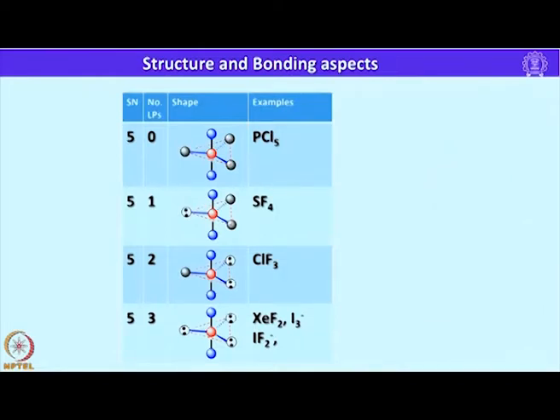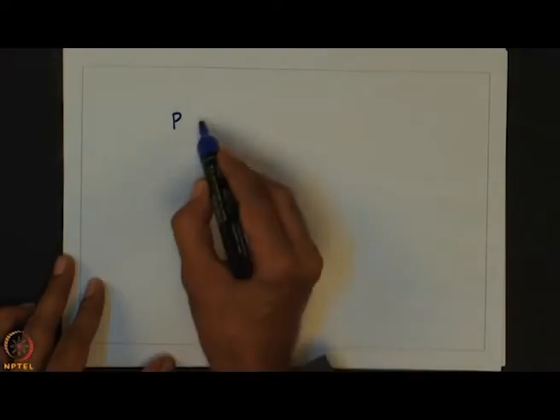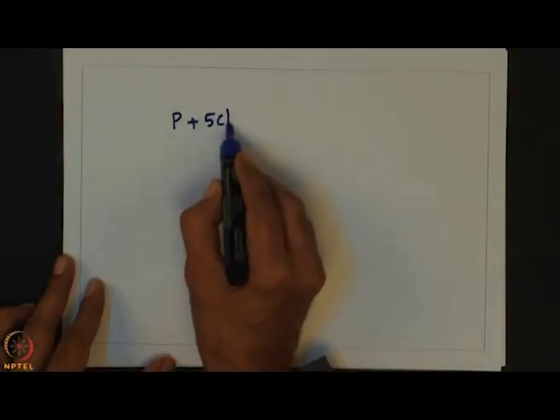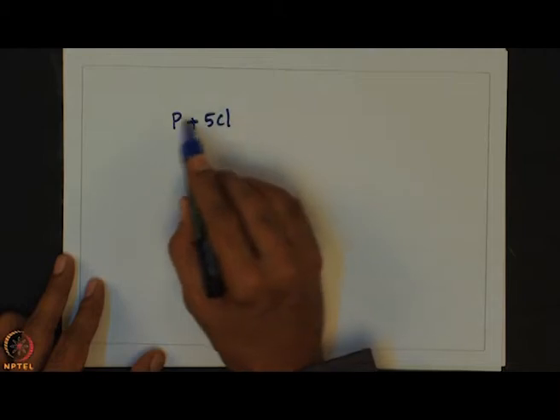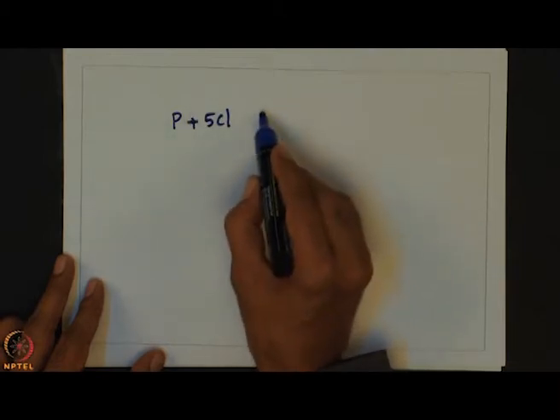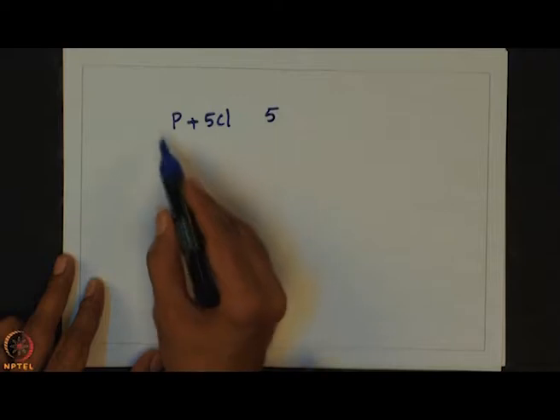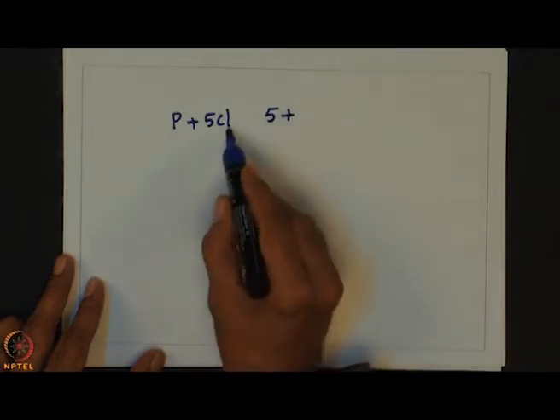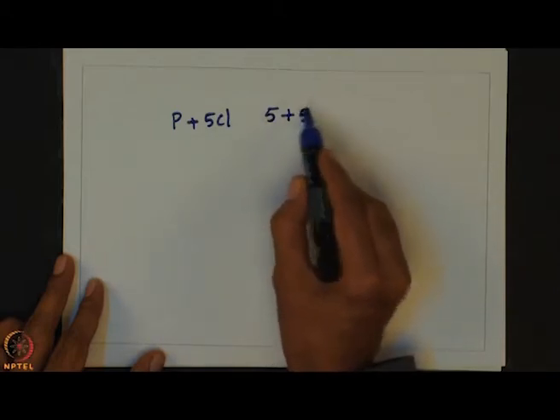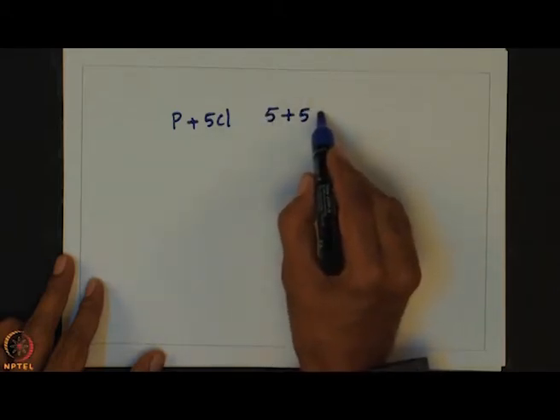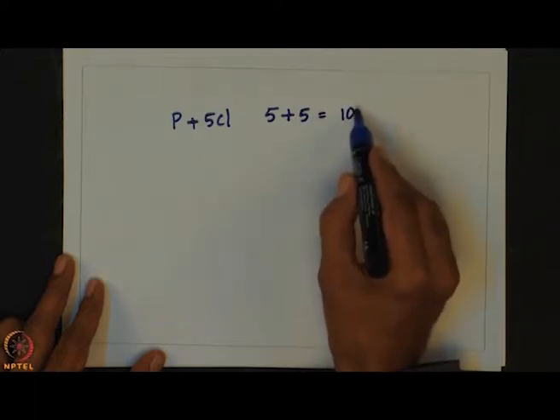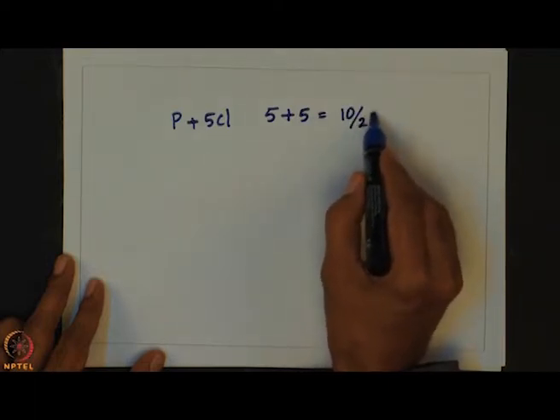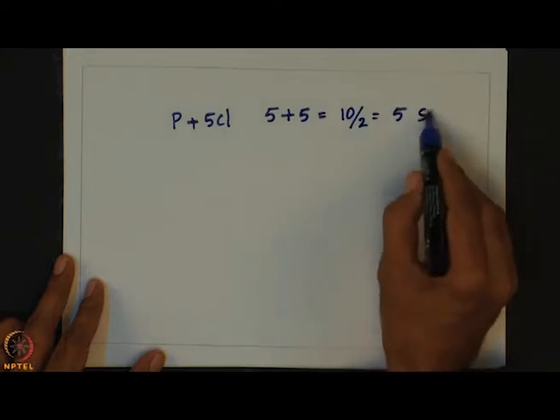PCl5 has a trigonal bipyramidal geometry. PF5 can also be considered. So, here, P plus 5 Cl. P has the s2p3 electronic configuration, so we have 5 electrons, plus each chlorine is giving 1 electron. So, we have a total of 5 coming from 5 chlorines. So, we have a total of 10 electrons, divided by 2, 5 is the steric number.